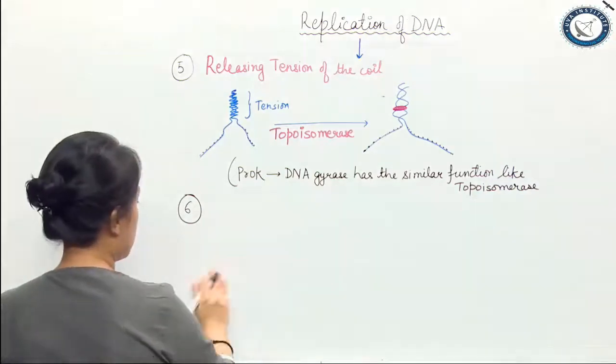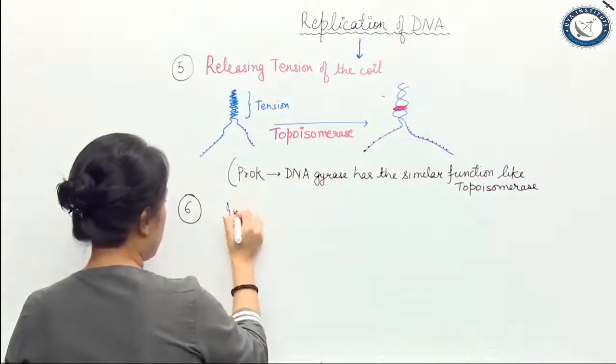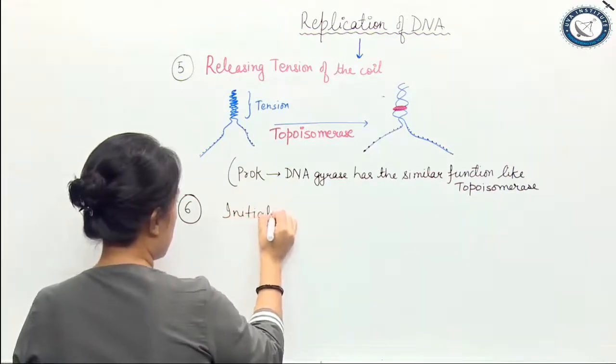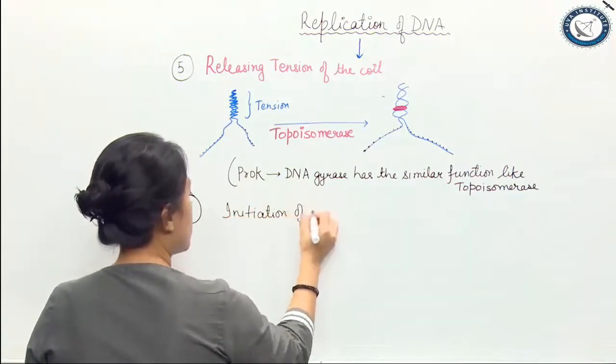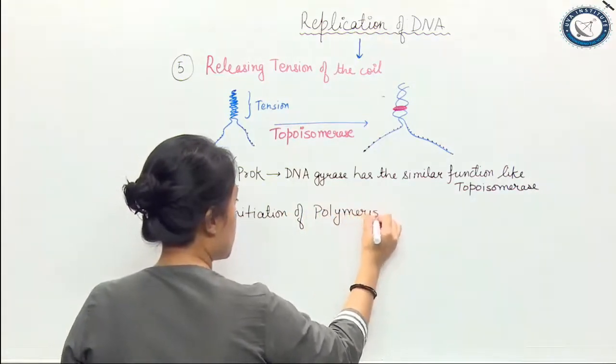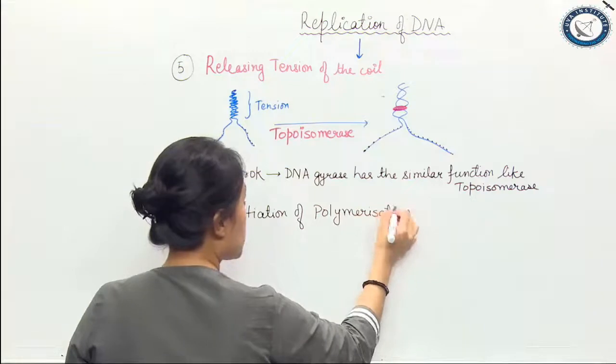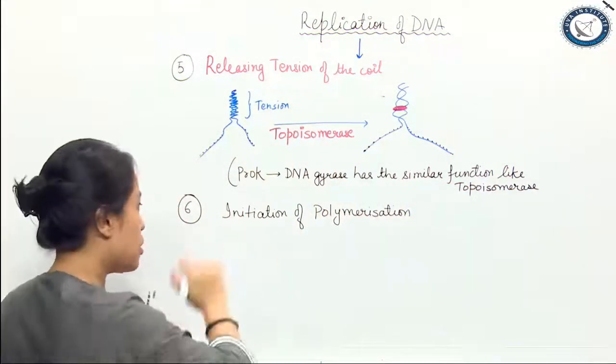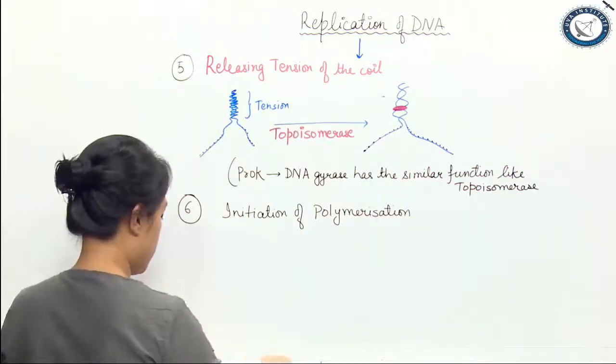Now, initiation of polymerization. This is what we are supposed to do. We are supposed to make a copy. This is the essence of DNA replication. But in order to do that, let's see what happens.